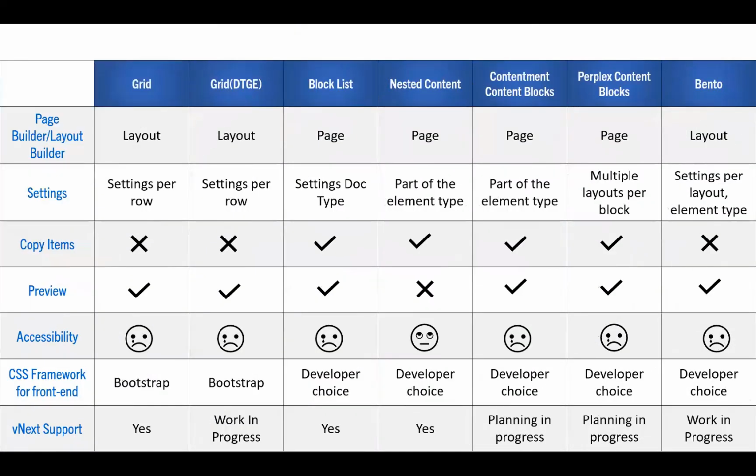And moving on to some of the editorial features, Grid and Bento are more like layout builders for me. You can create complex layouts. So is DTGE. But block lists, nested content, content blocks and Plex content blocks, it's more about the page. You can create pages with fluid components, but you cannot do anything on the layout level.